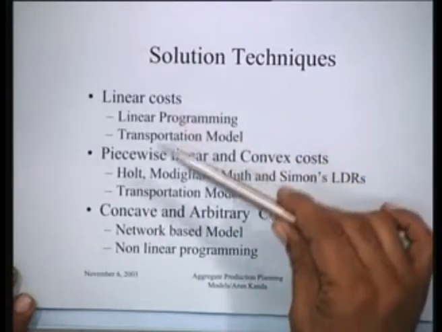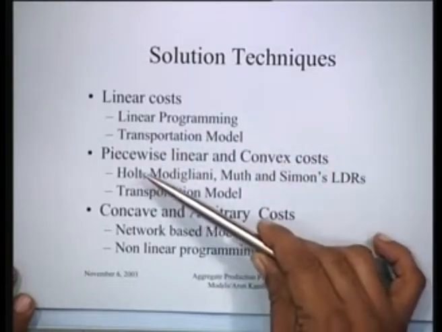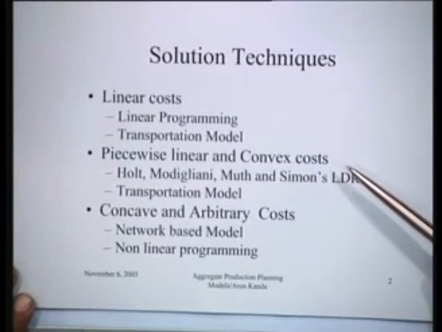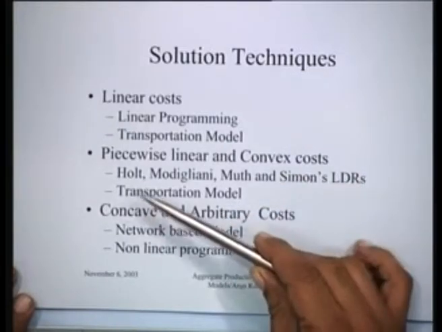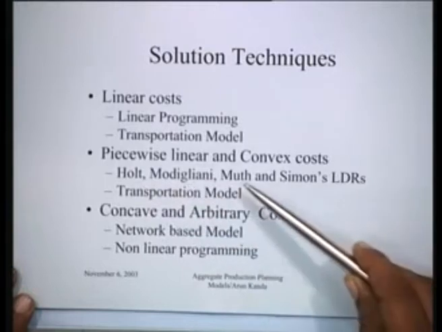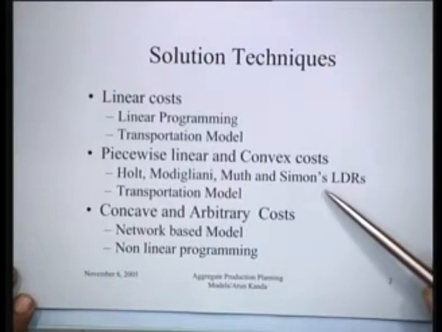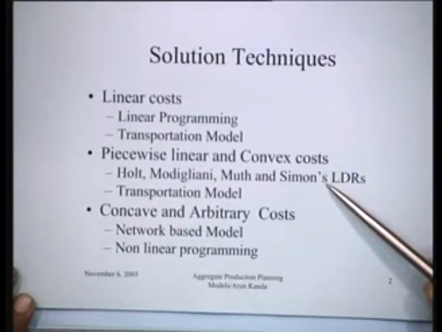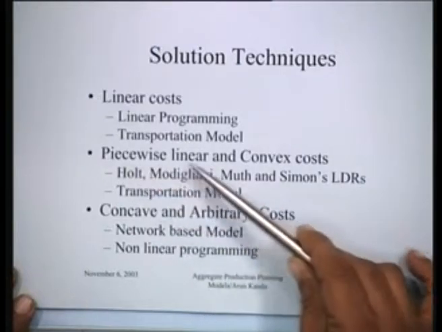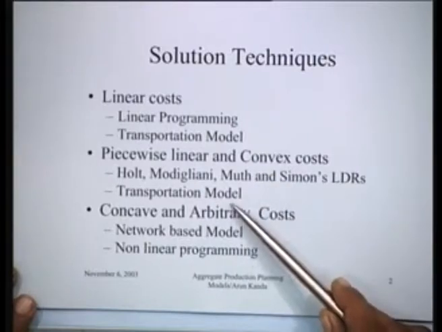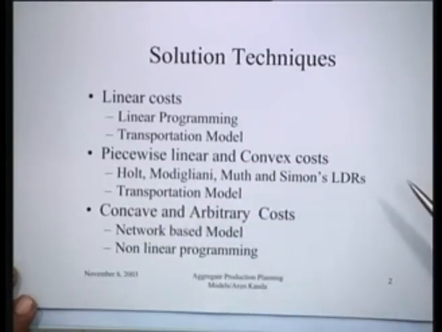An extension of the linear cost case is the situation where you have piecewise linear and convex costs. In fact, we had a look at the Holt, Modigliani, Muth and Simons linear decision rules last time. That was actually a case when costs were convex in nature. However, if the costs are piecewise linear and convex, then in such a situation the transportation model can be used very effectively, as we shall soon see through an example.